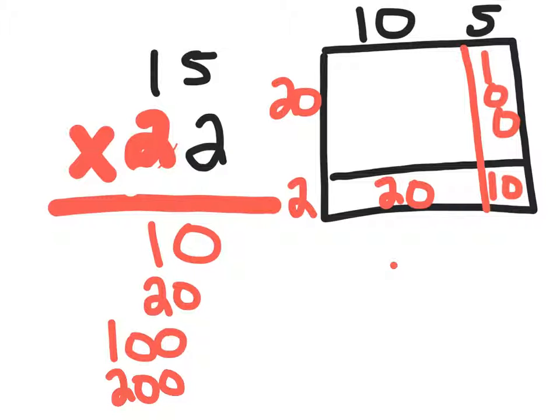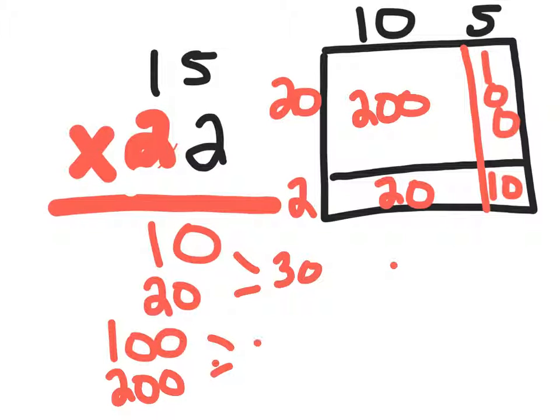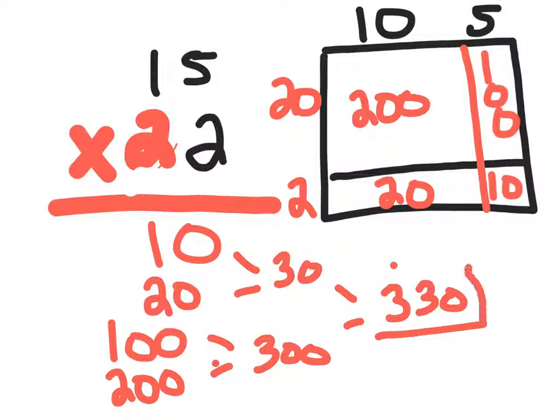Now, after we do this, we fill in the last box, and now we add them all together. This is 30. This is 300. This is 330, which is your final answer.